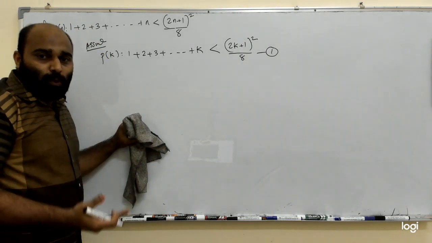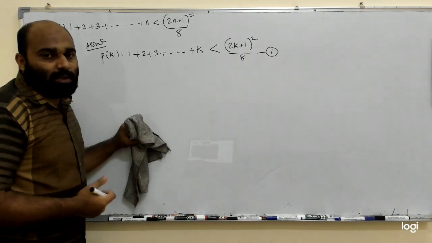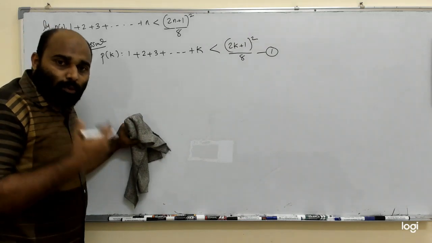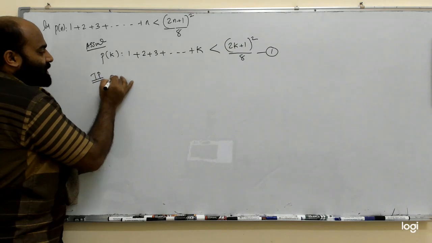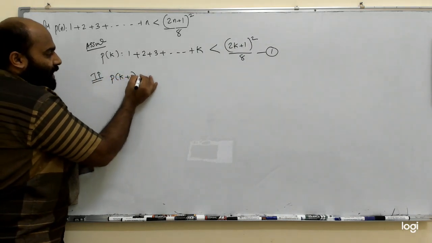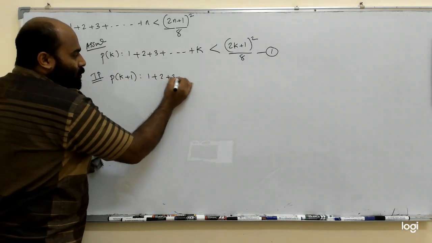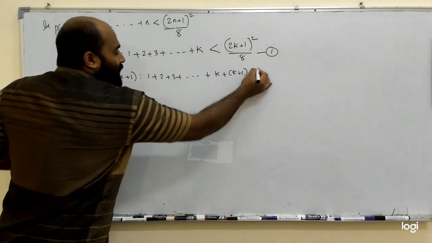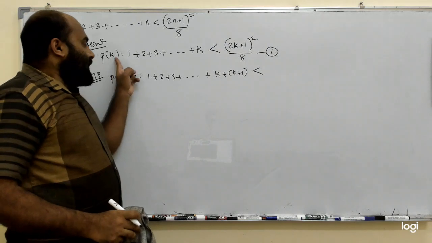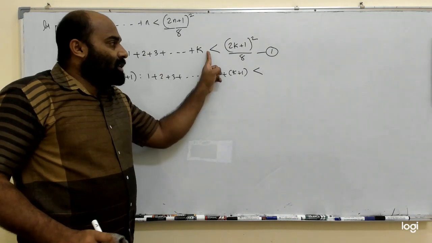Now we have to prove that P of k plus 1 is also true. That is, to prove P of k plus 1: 1 plus 2 plus etc. plus k plus 1 is less than, you know that one, up to k plus 1 means up to k plus 1.